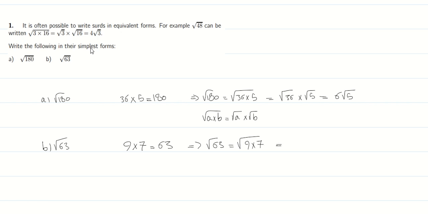And based off this rule, now we can split the square root into two square roots. So we can write this as the square root of 9 times the square root of 7. And we know that the square root of 9 is equal to 3, so we can write it as 3 times the square root of 7.